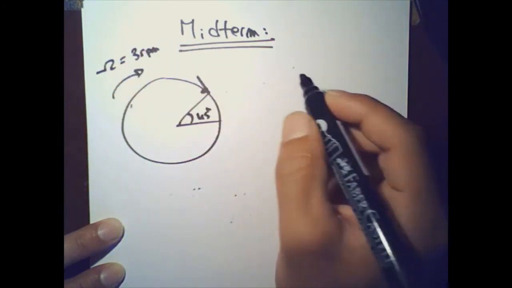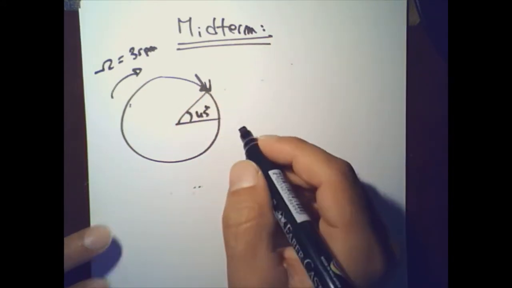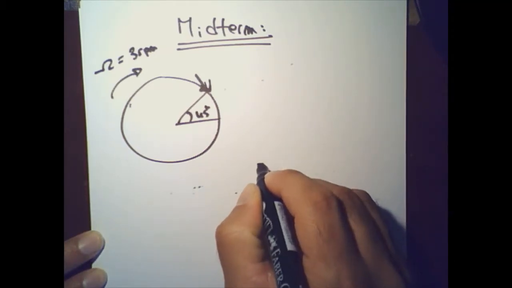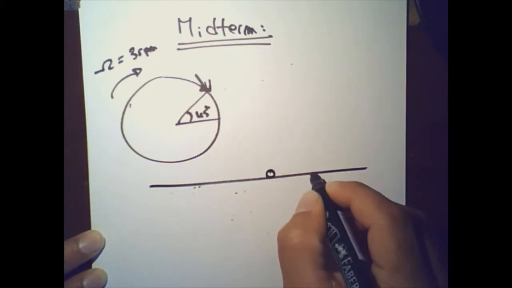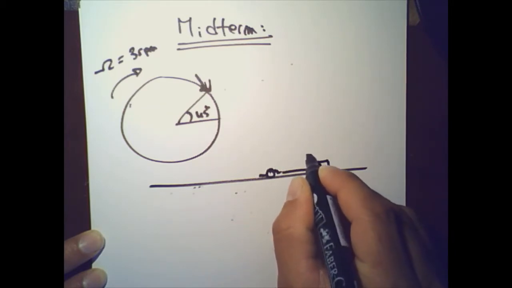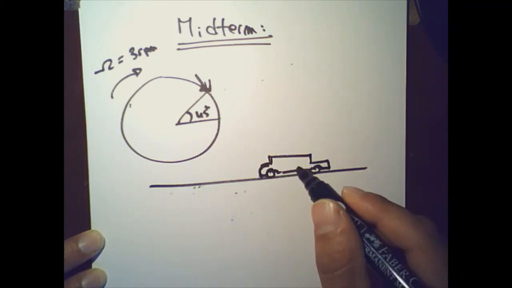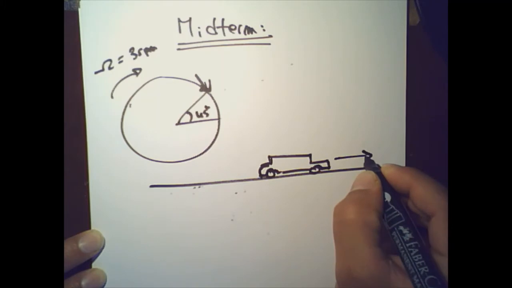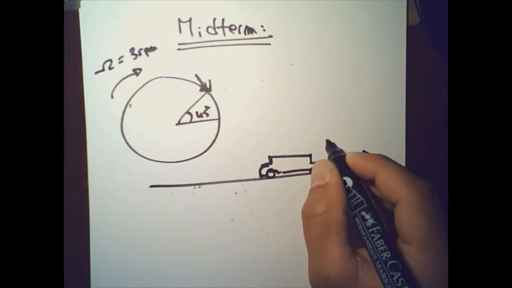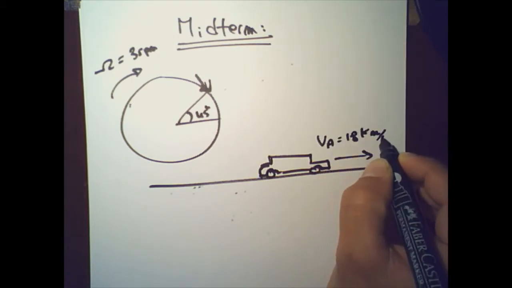So revolution per minute is usually referred to as 3 rpm. So the velocity of this guy is actually like that, right? And we had a car over here. Okay, fair enough. All right, so this is a car, and the car was traveling with a velocity of 18 kilometers per hour, right? So VA was equal to 18 kilometers per hour.